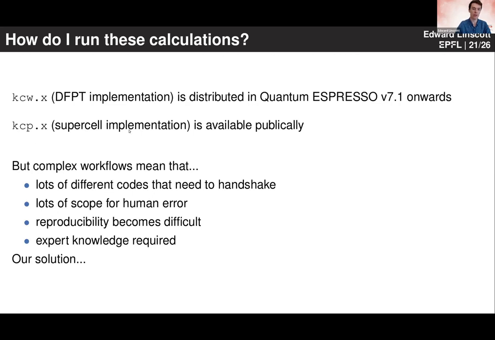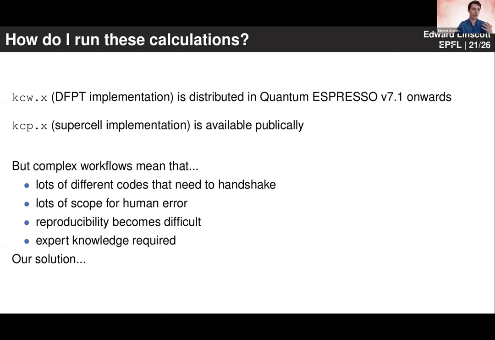But we've also got the supercell implementation that I was talking about. We had these different workflows for calculating alpha, so we've got our DFPT version and our supercell implementation, and this is available publicly. But it's not really enough for Koopmans functionals just to have those codes sitting there, because you saw the complexity of that workflow, right? They had all of these different nodes that connected together, and we've got these different codes that need to handshake along the way. And there's lots of scope for human error.